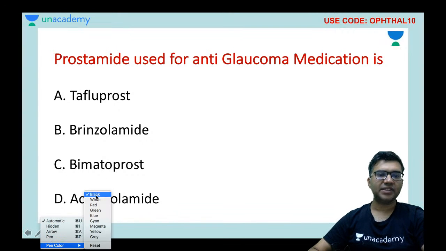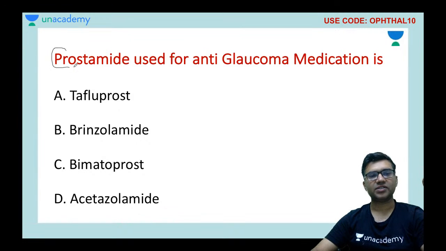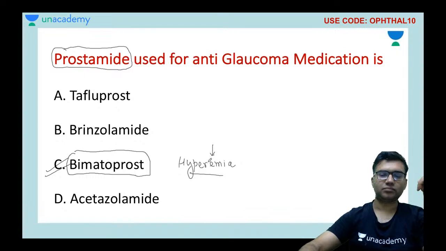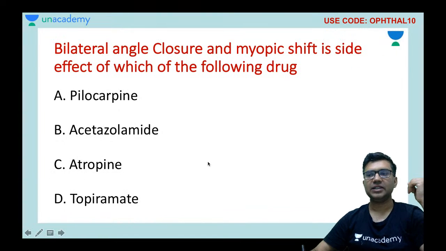So prostamide, which is a type of PG analog, the one which is most potent of all the PG analogs, that is your C, bimatoprost. Remember, bimatoprost is one of the most potent PG analogs. Also remember, the problem with bimatoprost is that it causes the maximum amount of redness of the eye, which I call hyperemia. So the answer here is C. Okay, let's move to our next question.